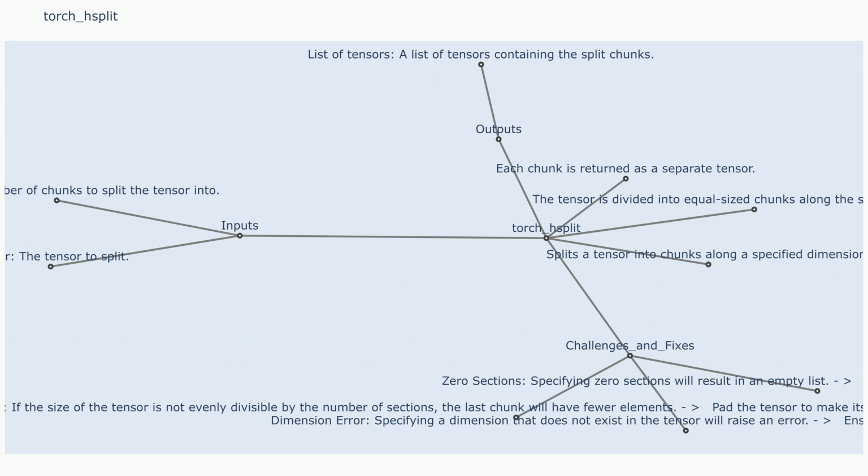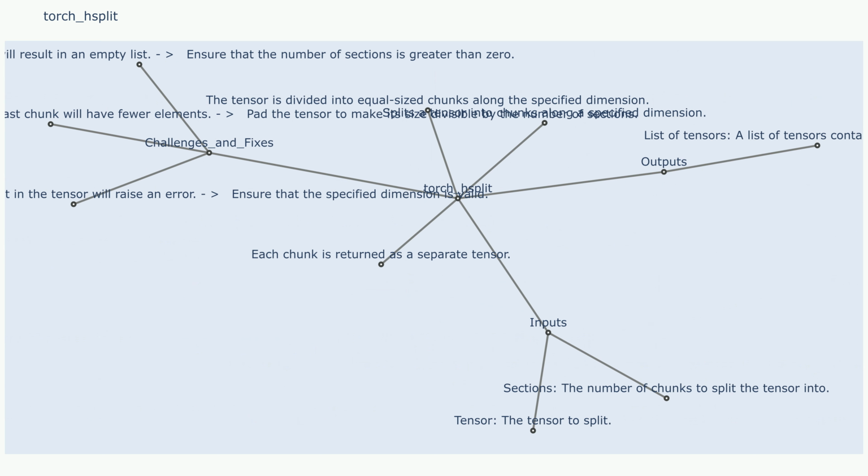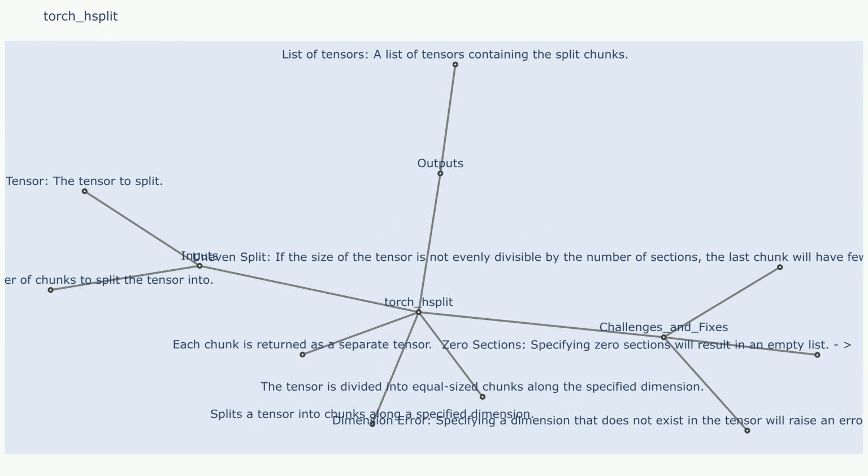Integer. If you provide an integer, the tensor is split into that many equal-sized chunks along the horizontal axis. List of integers. If you provide a list of integers, the tensor is split at the specified indices. For example, sections 2, 4 will split the tensor into 3 subtensors. The first subtensor containing columns 0 to 1. The second subtensor containing columns 2 to 3. And the third subtensor containing columns 4 to the end.